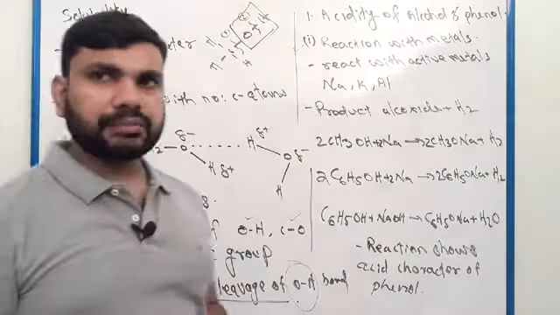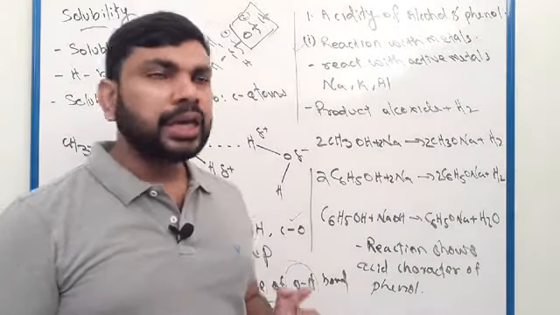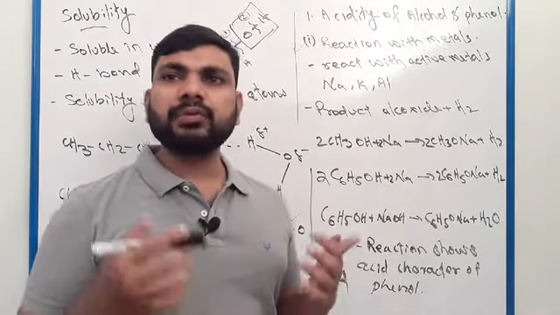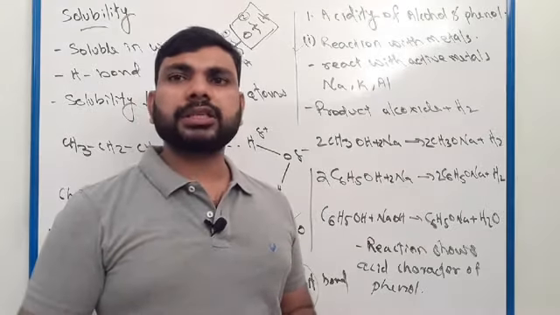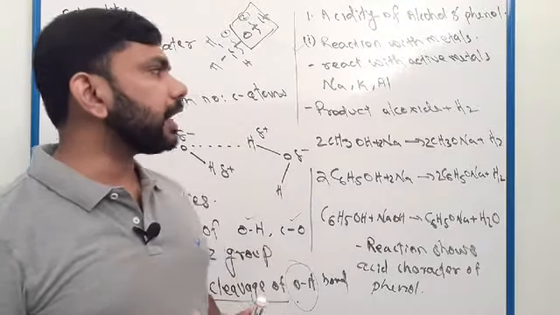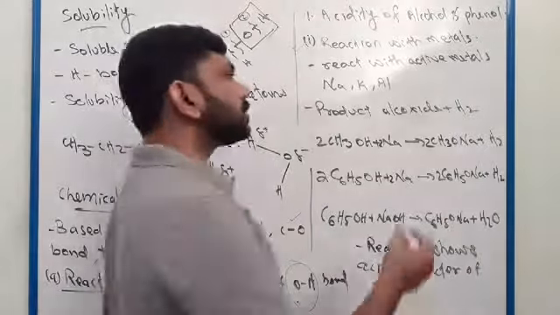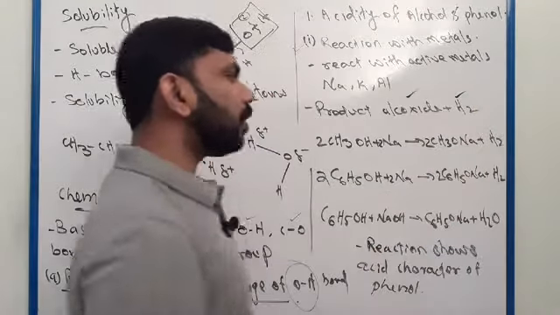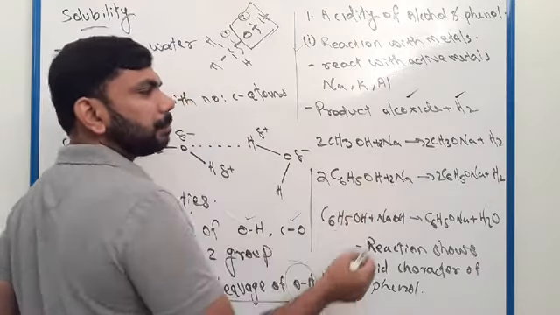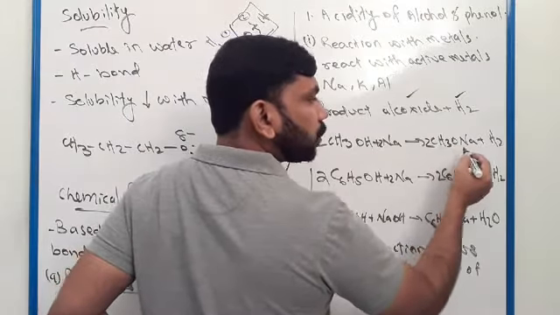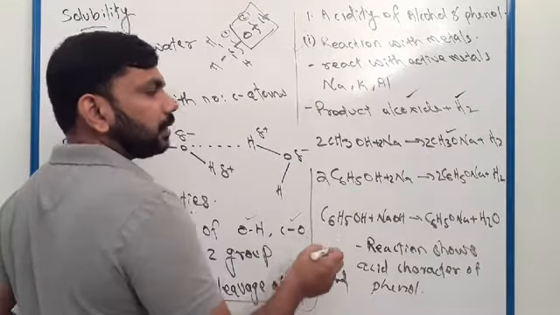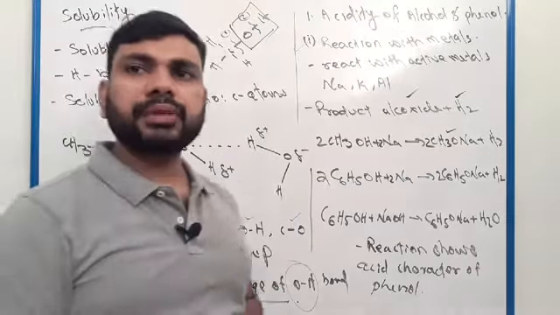First chemical reaction: alcohol or phenol reacts with the active metals. Alcohol or phenol will react with more reactive metals such as sodium, potassium, aluminum. After the chemical reaction, it produces alkoxide and hydrogen. For example, CH3OH, methanol, reacted with sodium gives CH3ONa, sodium methoxide, and hydrogen. Imagine ethanol reacted with the sodium.